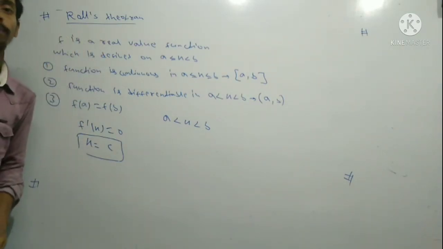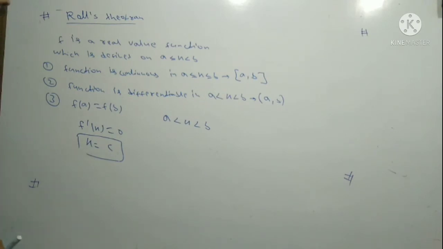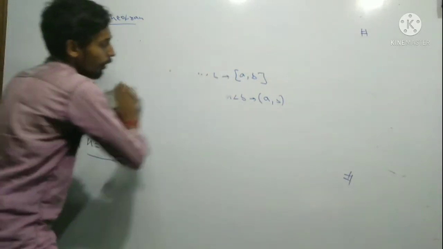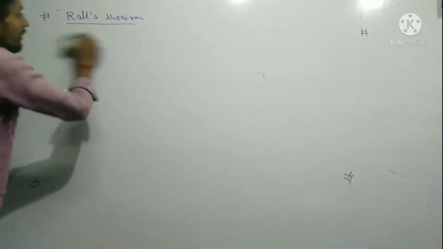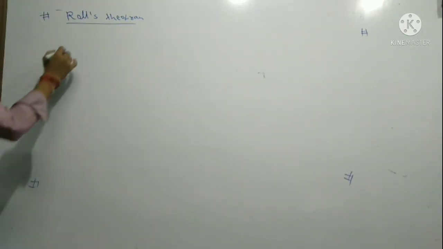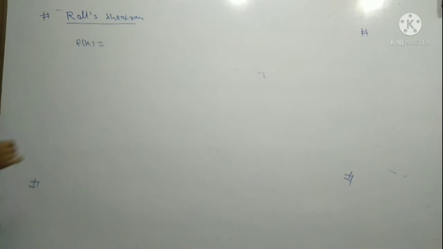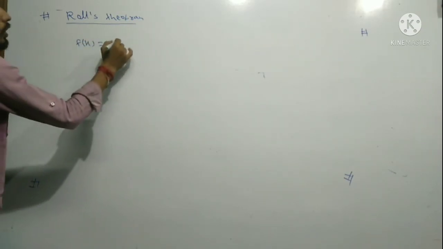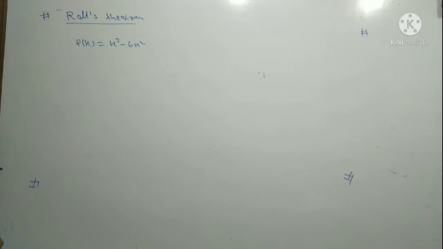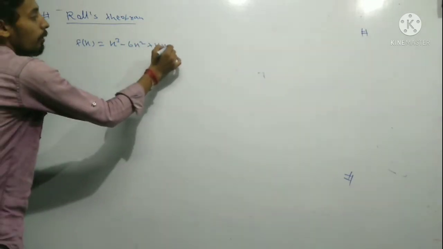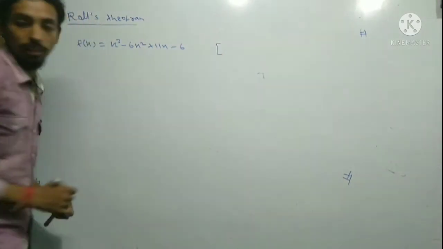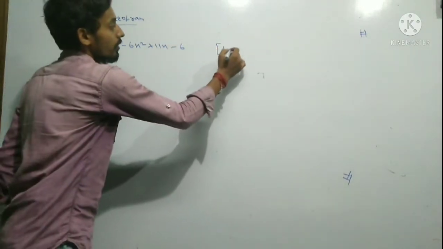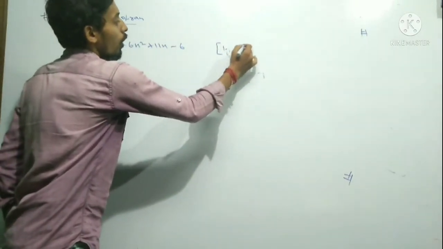So we do one problem. In one problem we understand the whole of Rolle's theorem. Here the three conditions are satisfied. What is the problem? If we consider the function f(x) equal to x cube minus 6x square plus 11x minus 6 in the closed interval 1, 3.